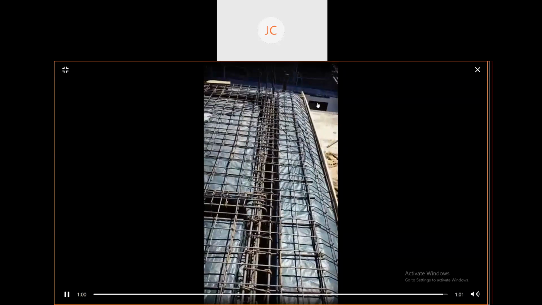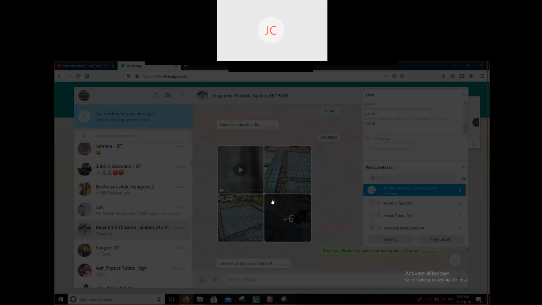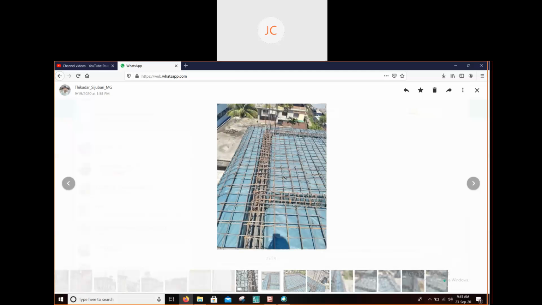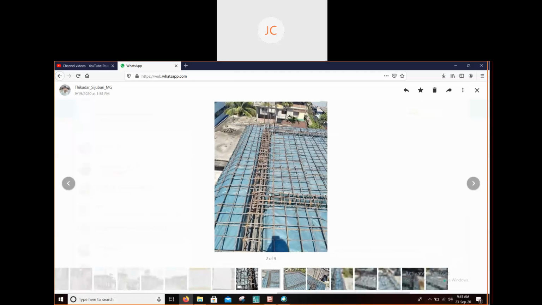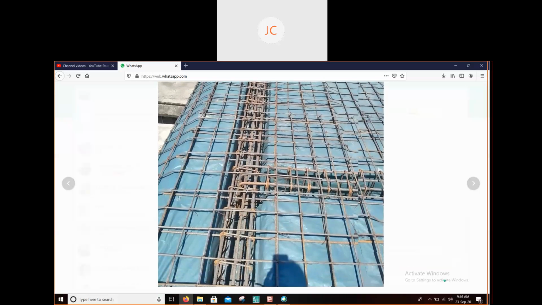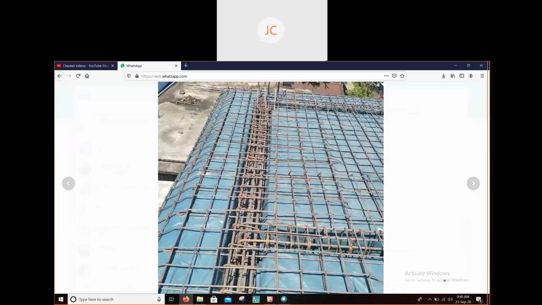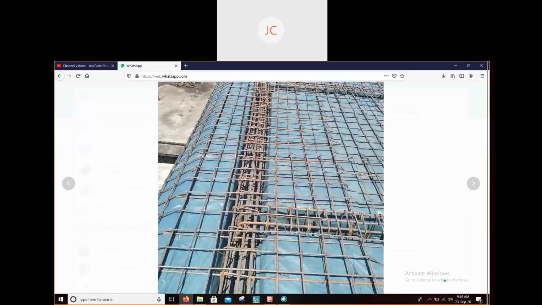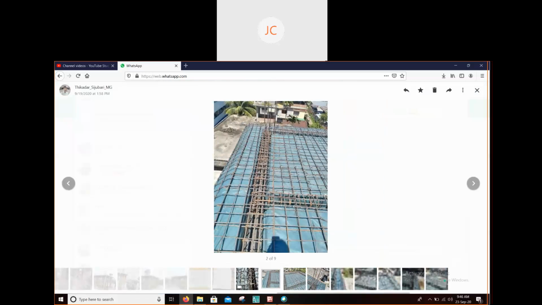Now I will show the images also. You see this image. See this image. This is our main beam. Wait, I will download the image, then I will show you.